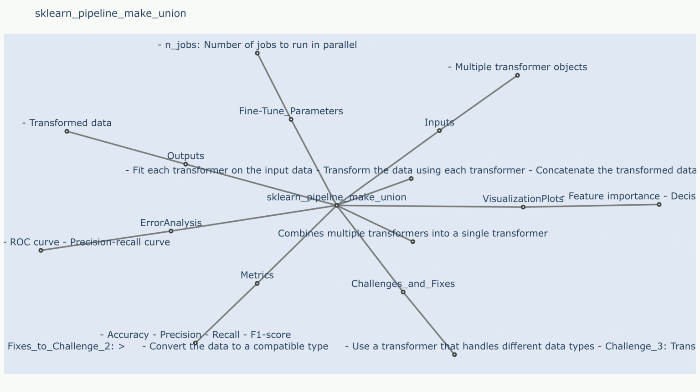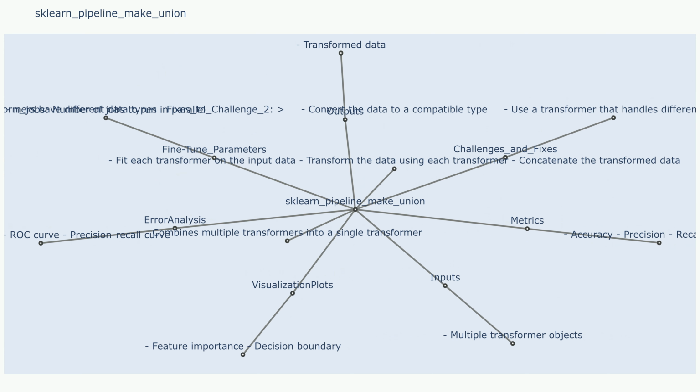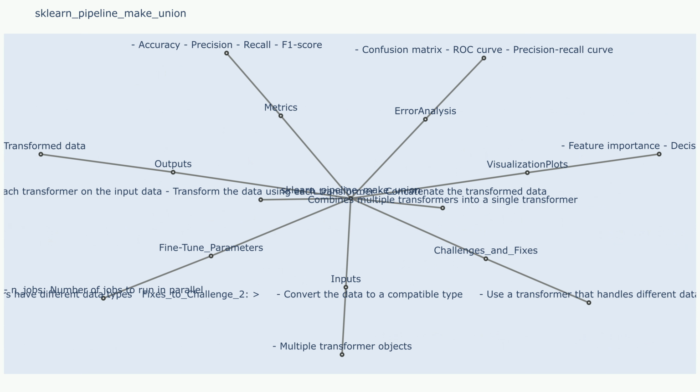Outputs. Output 1: a new transformer object, representing the union of the provided transformers. This composite transformer will apply all the individual transformers in sequence during the fit and transform methods. Output 2: if input names are provided, the make union returns a named transformer. This means the individual transformers can be accessed by their respective names within the pipeline.